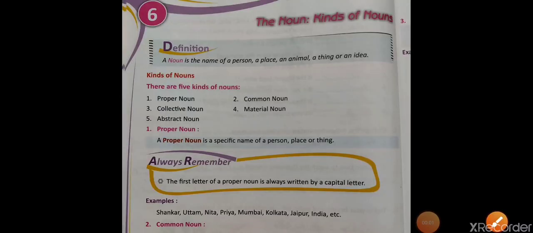Okay, so our chapter number 6 is the noun, kinds of nouns. So first we have to study what is a noun. You already know what a noun is because you have been studying this for the last 5 years. So noun is the name of a person, place, animal, thing, or an idea. Every word, every name, everything on this earth is a noun. Now how many kinds of nouns are there? There are 5 kinds of noun: proper noun, common noun, collective noun, material noun, and abstract noun. We'll study each one of them one by one.